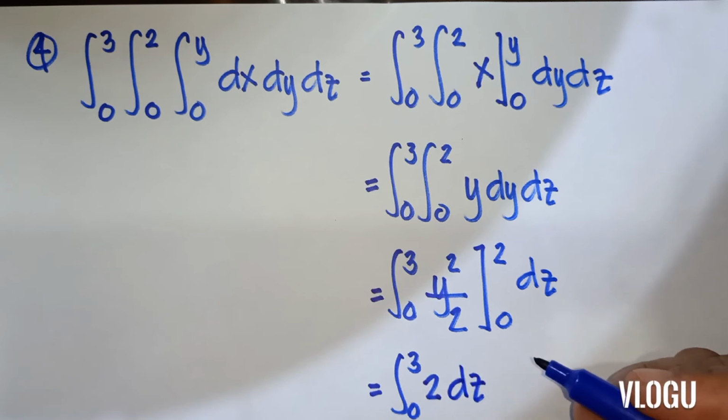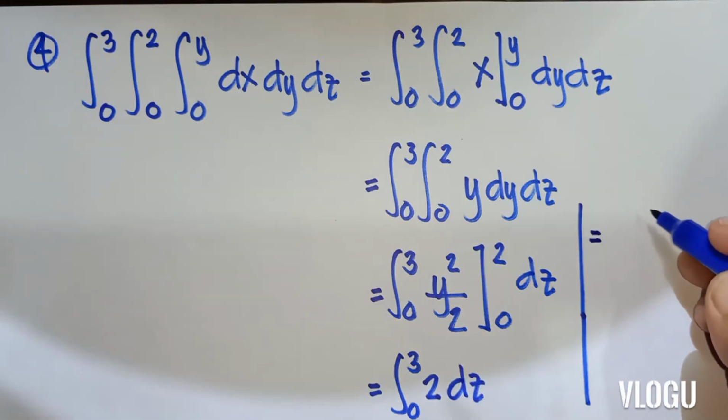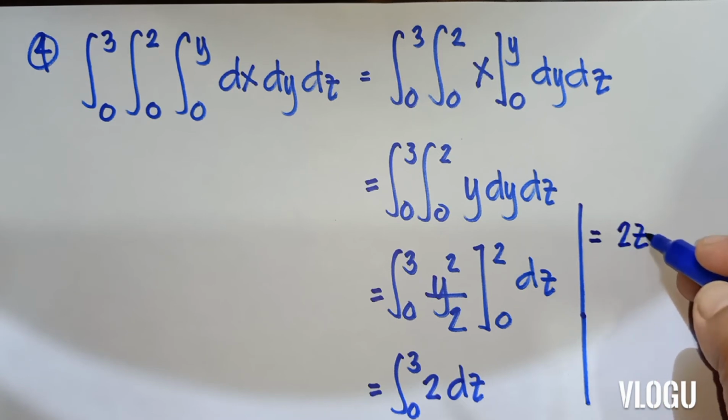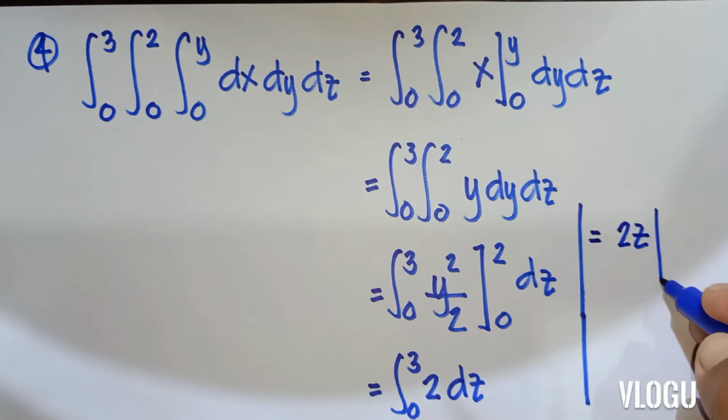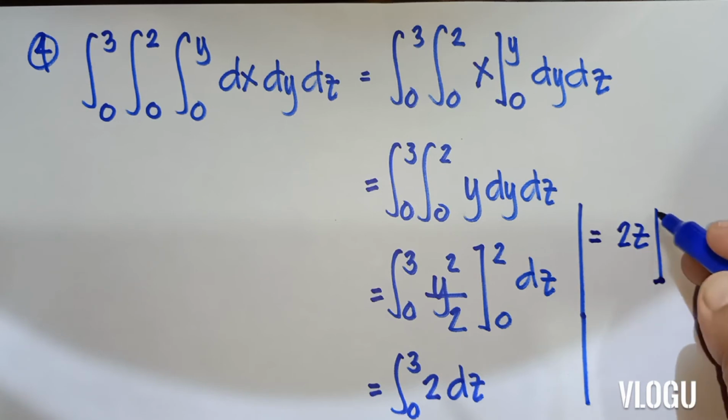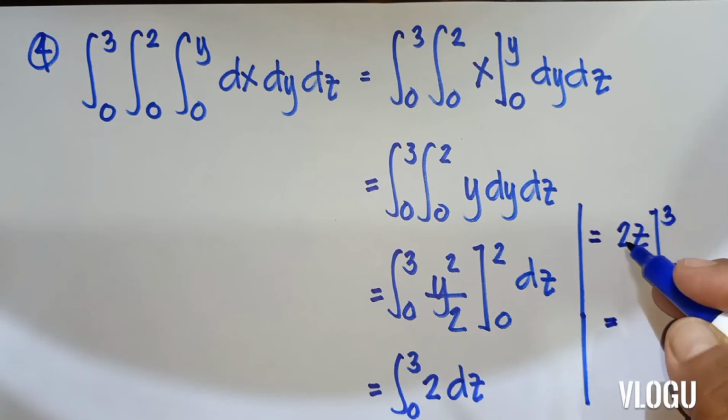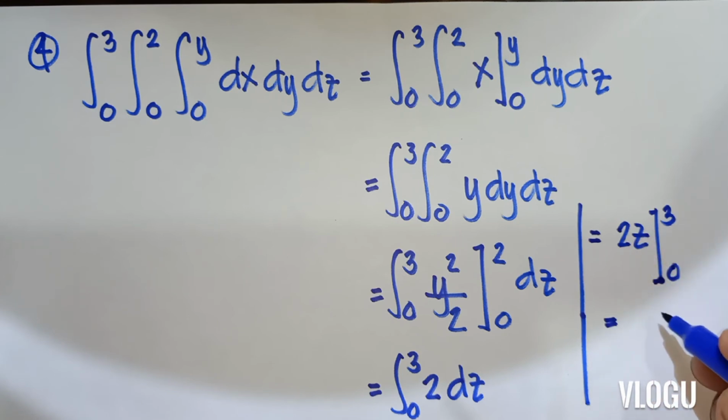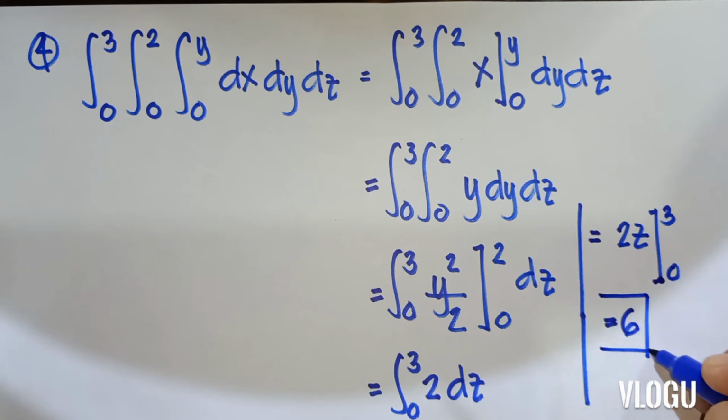So you have 2z evaluated from 0 to 3. 2 times 3 is 6, 2 times 0 is 0. So our final answer is 6.